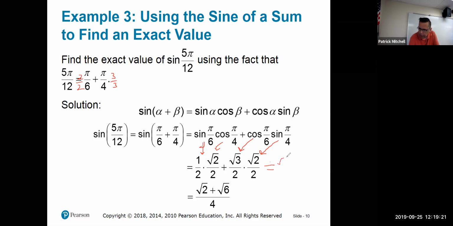1/2 times root 2 over 2 is root 2 over 4. Root 3 over 2 times root 2 over 2 is root 6 over 4. And since those two fractions have the same denominator, that's the same thing as saying root 2 plus root 6 all over 4. That is the exact value of sine 5 pi over 12.